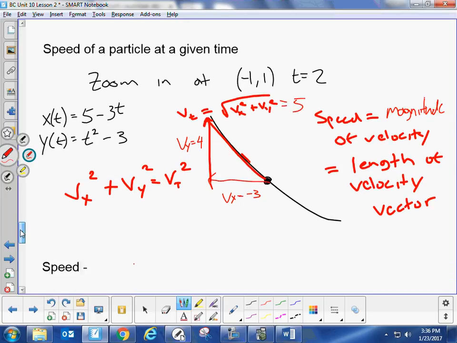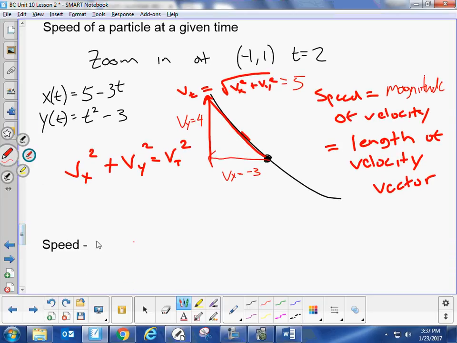Okay. We will use this symbol for the magnitude of velocity. Two kind of absolute values next to each other.